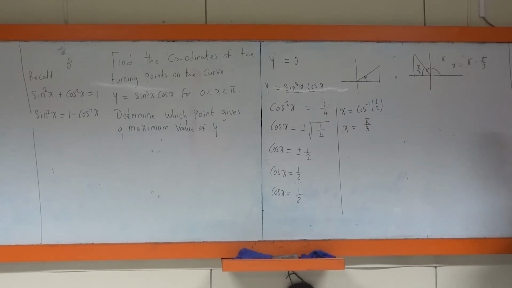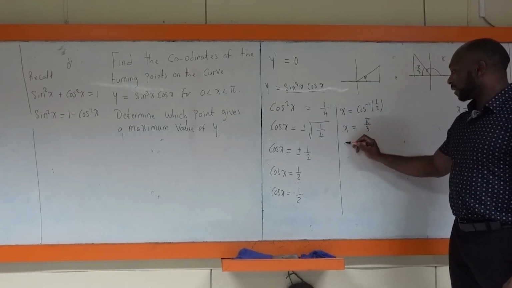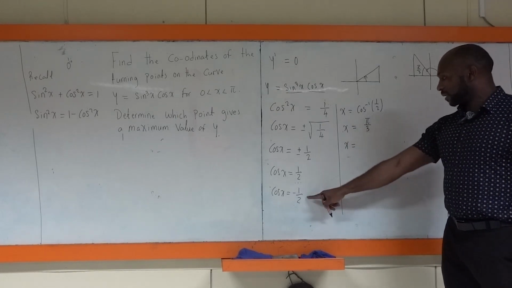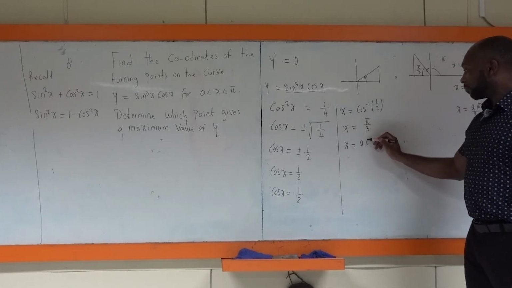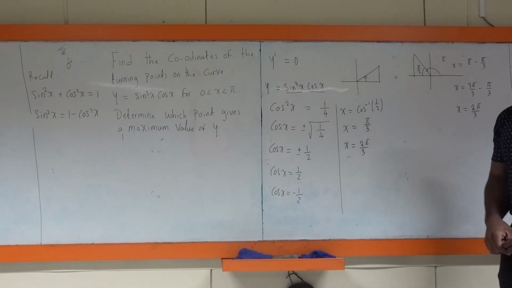So what is pi minus pi over 3? This should be 3 pi over 3 minus pi over 3. Since the denominators are common, we can take care of the numerators. So the second value of x should be 3 pi minus pi, which is 2 pi over 3. So these are the values of x. The first value is pi over 3, and the next one for this equation must be 2 pi over 3.